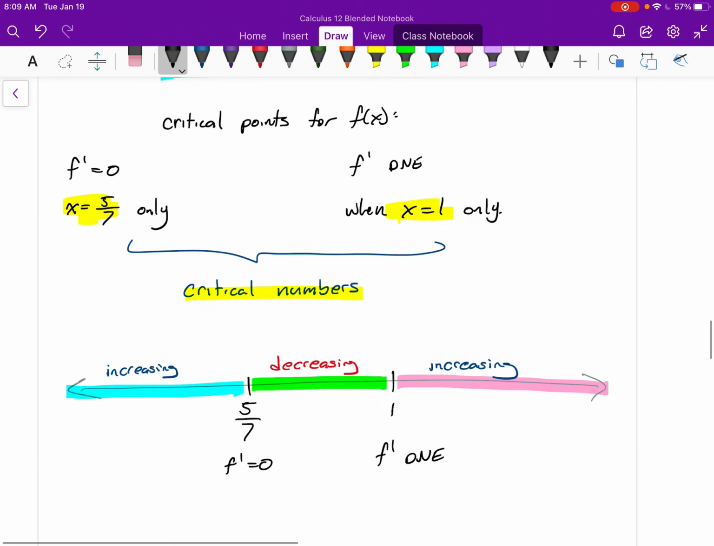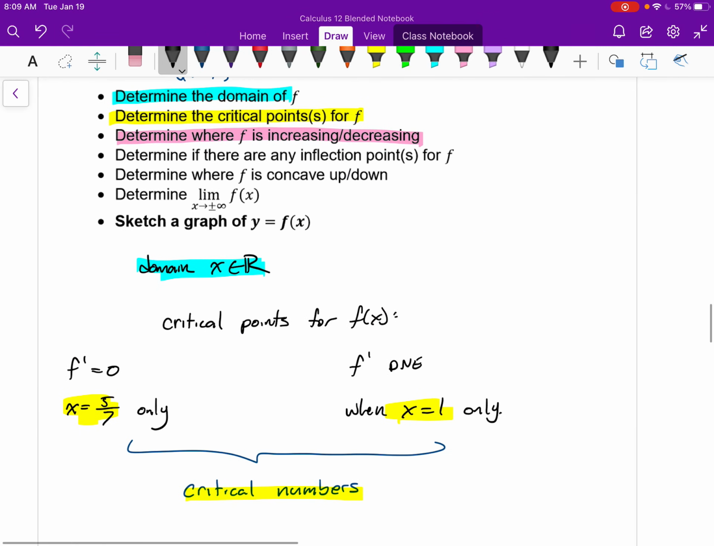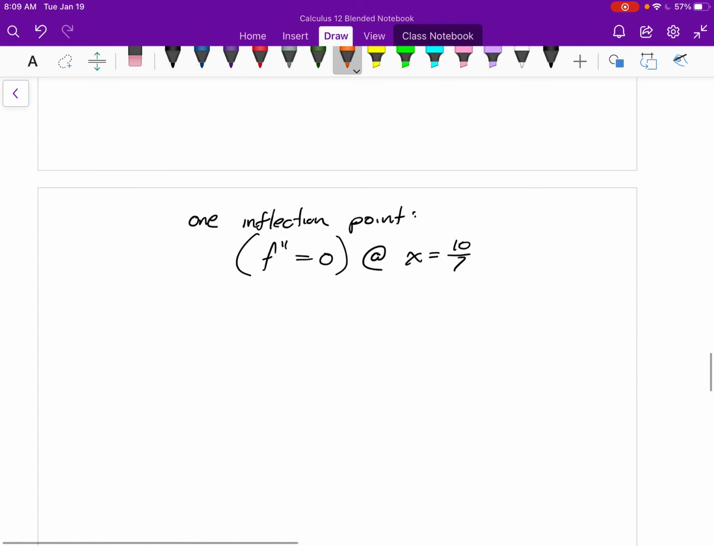And so now that leads me to the next point. Determine where my function is concave up or concave down. And so for that, let me make another number line here, similar to what we did before. But this time, in terms of concavity, all I care about is 10/7. So the only number I'm going to put on here, 10/7, which is more than 1. If I was to show the previous numbers, 1 would be about here, 5/7 would be about there. But in terms of concavity, all I care about is 10/7.